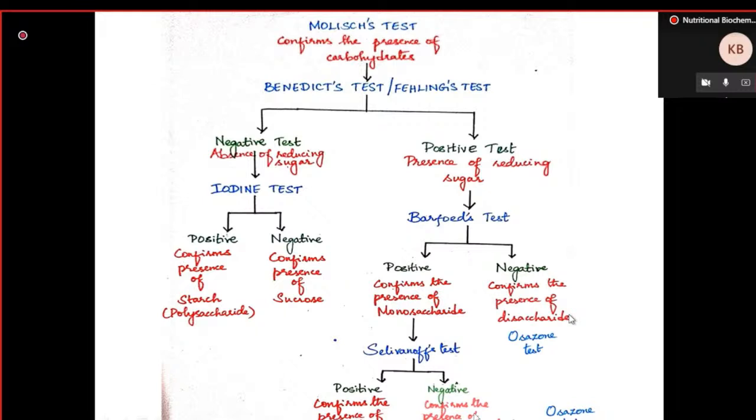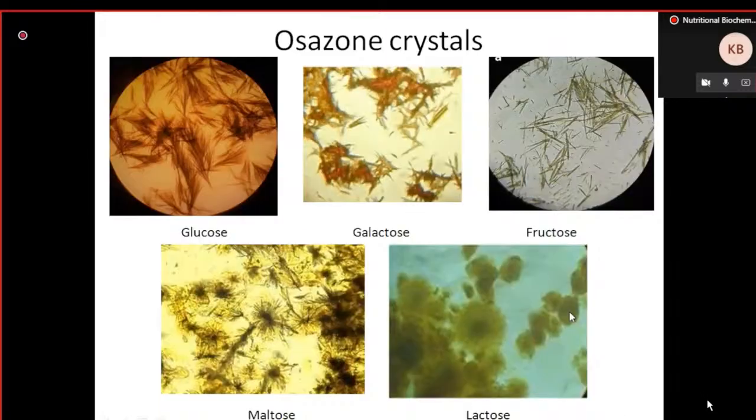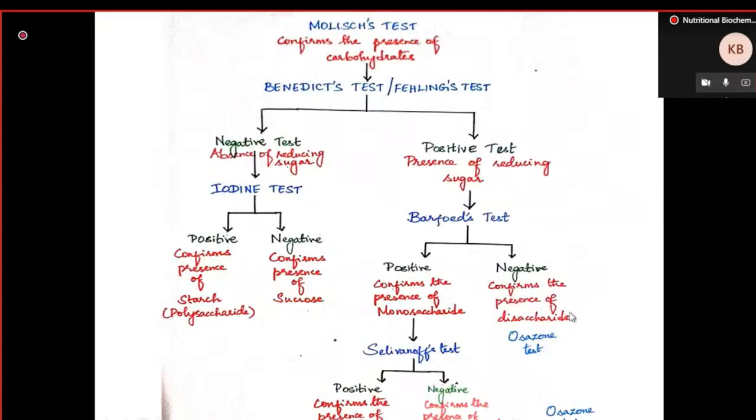All these are aldoses, but how will you further distinguish? You have to do the Osazone test. Observe under microscope. Observe the crystals. Difference between glucose and galactose. Then confirm whether it's glucose or galactose. So do the Osazone test. Okay, so this is one branch. When Barfoed's test was negative, you know it's a disaccharide. So what are the two disaccharides which are reducing sugars?